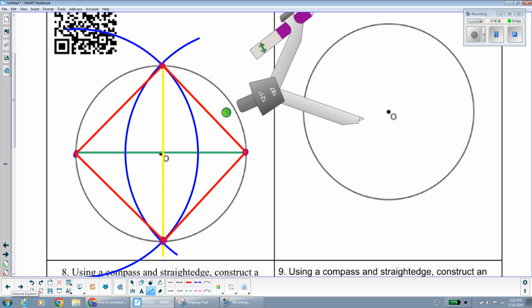And there's our square. Congruent diagonals, making it a rectangle. Also, the right angles making it a rectangle. A rhombus because it's got 4 equal sides. We got a square. If it's a rhombus and a rectangle, it is a square.